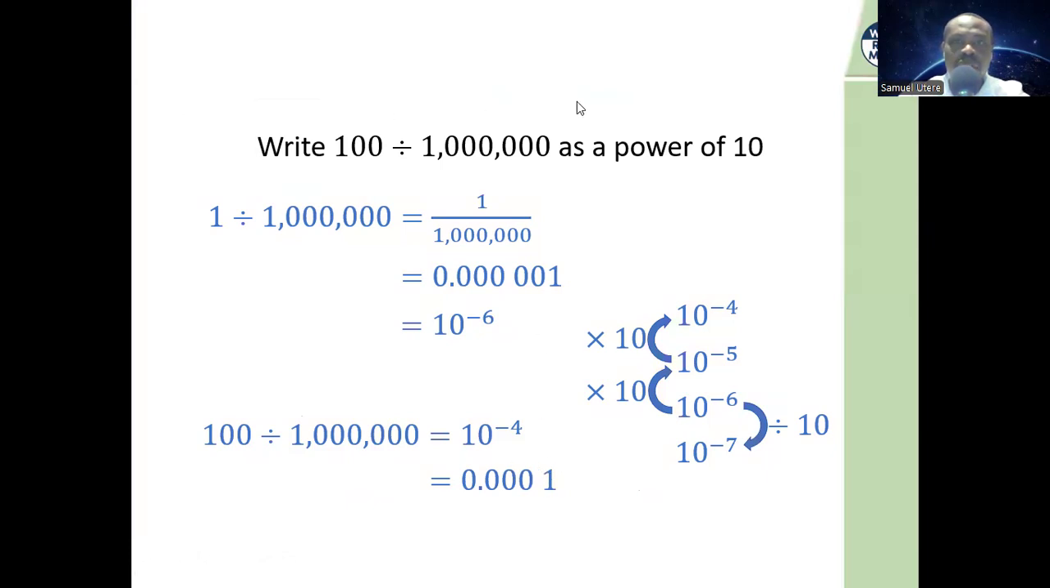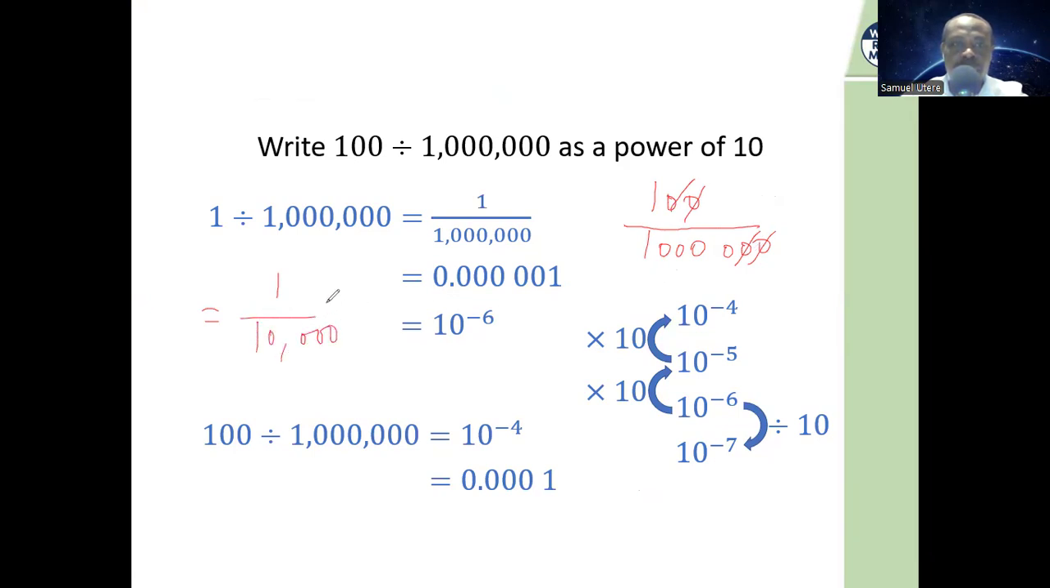But there is another way that you could have done this, and I would really like you to learn this. We could have said, well, 100 divided by 1 million is a bit like saying, what if we cross out the zeros? So we divide each of them by 100. 100 divided by 100 is equal to 1. And then 1 million divided by 100 is equal to 10,000. So we're left with 1 over 10,000.